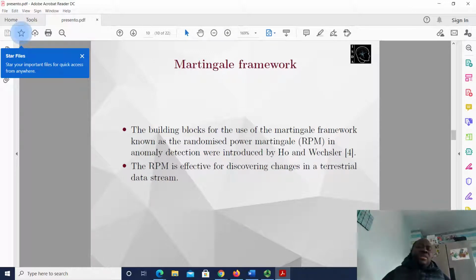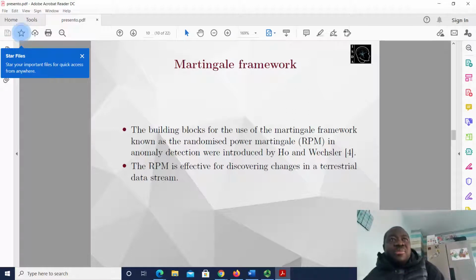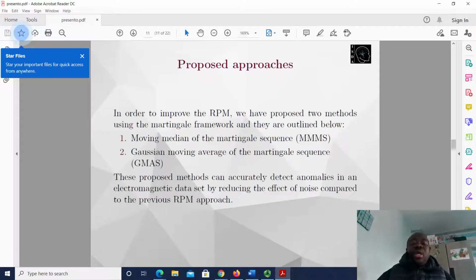Now we look at the Martingale framework. The building block of the Martingale framework, known as the randomized power martingale, was introduced by Ho and Wechsler. The RPM is a very effective algorithm for identifying changes in a data stream. Now we look at our own approach.